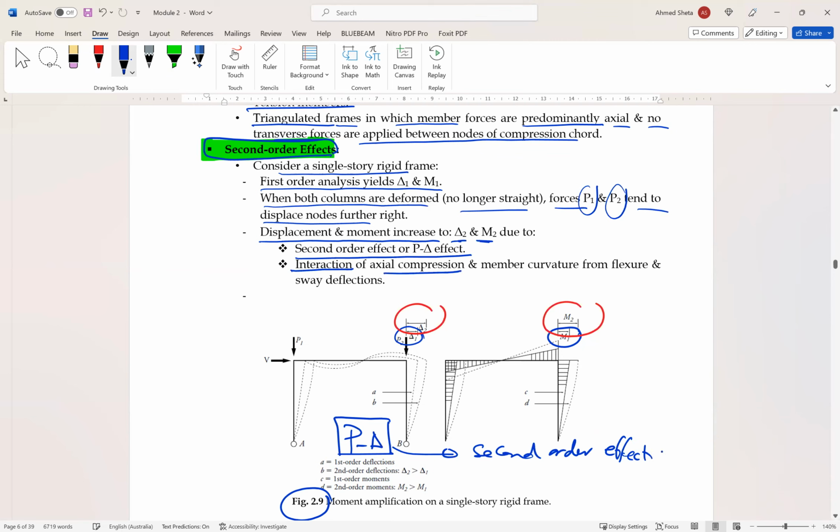It is the interaction of axial load or axial compression and member curvature from flexure and sway deflection. So the second order effects are due to the P-delta effect and the interaction between the forces P1 and P2 with the deflections delta 1 and delta 2.